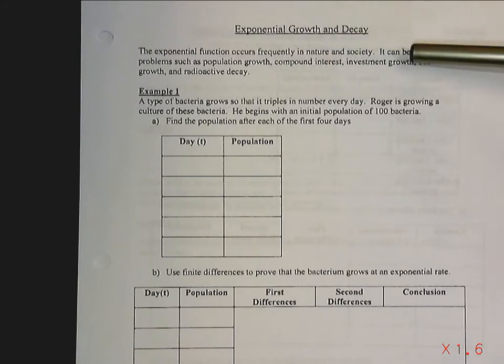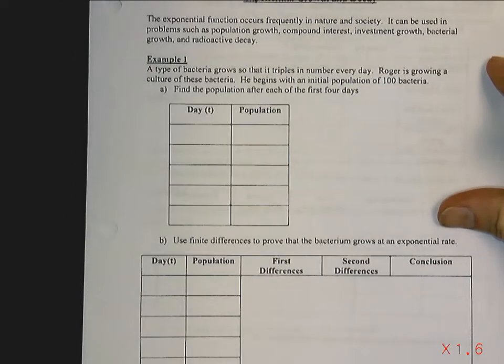So, an exponential function occurs frequently in nature and society. It can be used in problems such as population growth, compound interest, investment growth, bacterial growth, and radioactive decay. We spent a good deal of time in class talking about different examples of that, and that was a lot of fun and interesting for us.